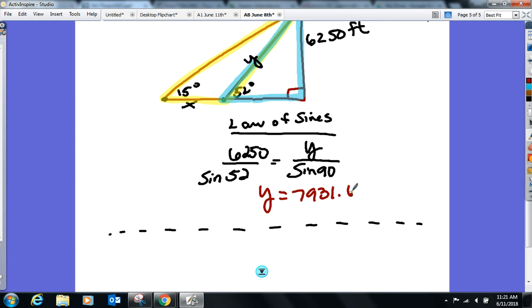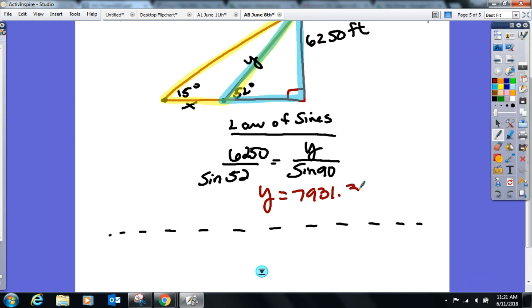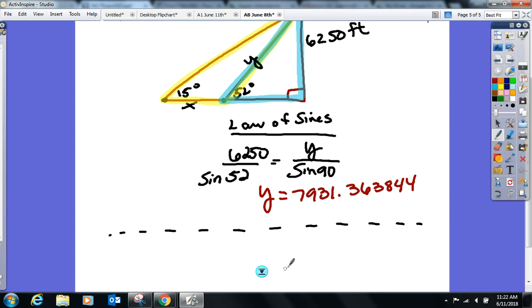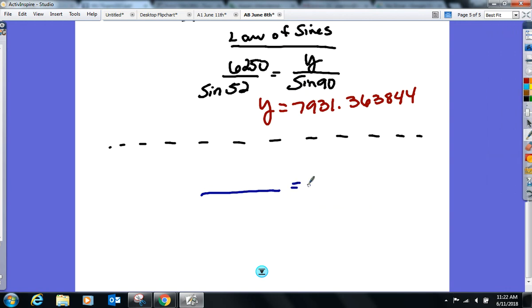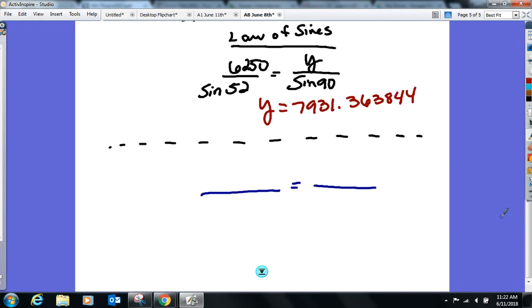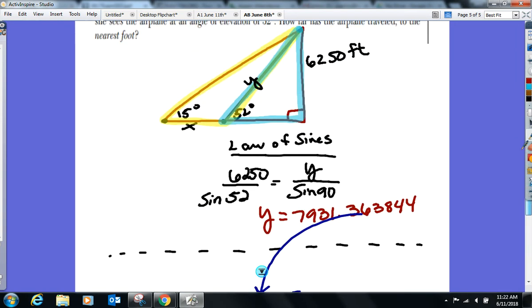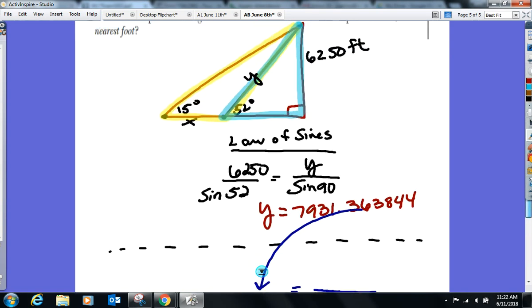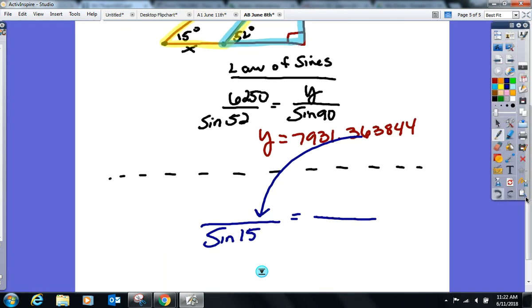7,931 point. There we go. All right, next law of sines. Give me a side in the triangle I'm working with now, which would be the yellow one. The one I just found. Plop. Over sine of 15. Any other sides in that triangle? The one I'm trying to find. Yeah, that's the solution, x.